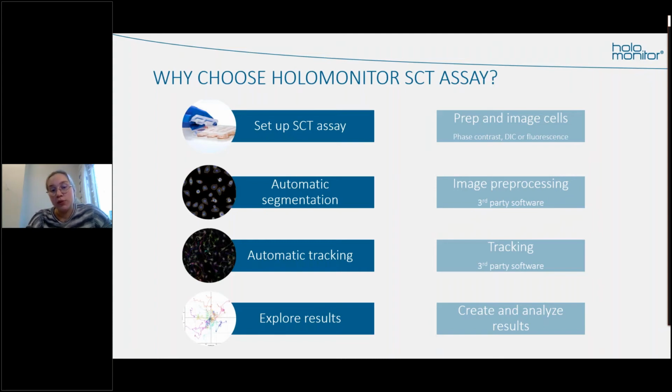Also, HoloMonitor software automatically generates a multitude of results for you to explore as soon as the tracking is done. But you still have all the raw data available for further analysis if you would like to.